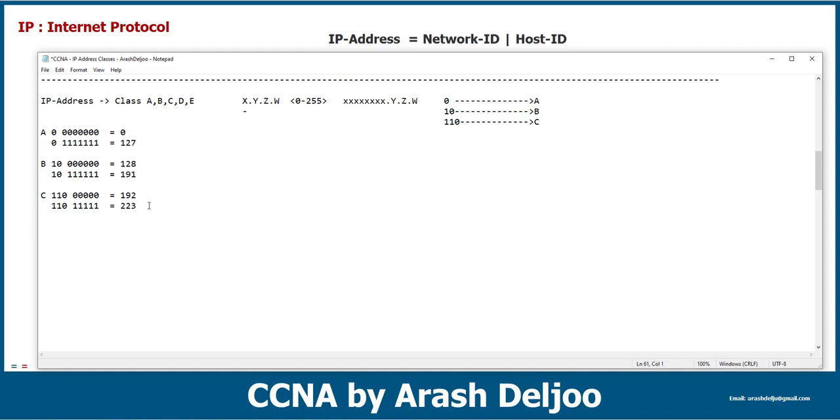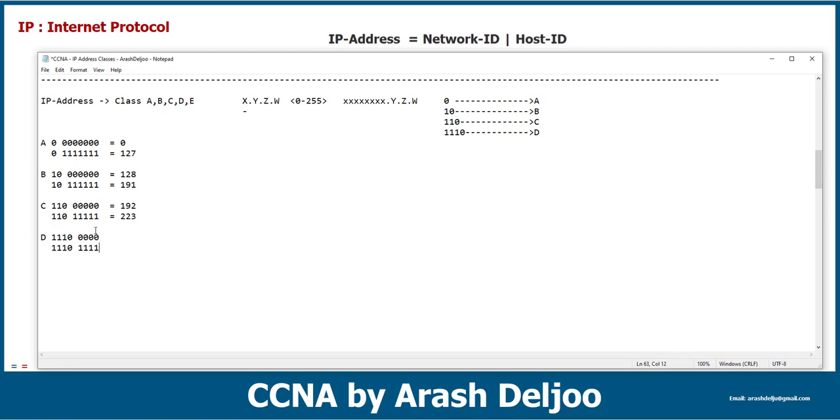After that, we have class D. Class D's IP addresses start with 1110. Okay, 1110. Look here. Again, let me continue this diagram here. As you can see, we can say that 1110 is the member of class D. This means that the next 4 bits can be quad 0 at minimum or quad 1 at maximum. And because of that, the minimum and maximum value of the class D IP addresses is from 224 to 239. This is class D.